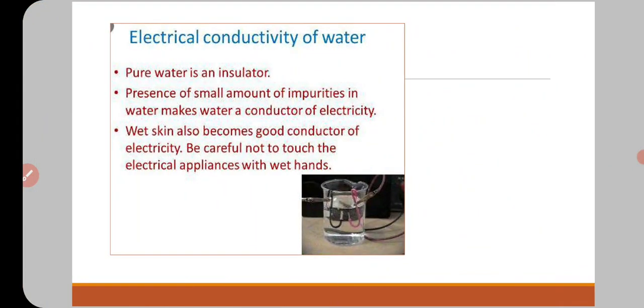So, electrical conductivity of water. You can take a screenshot because there is no need to explain this as we all know.